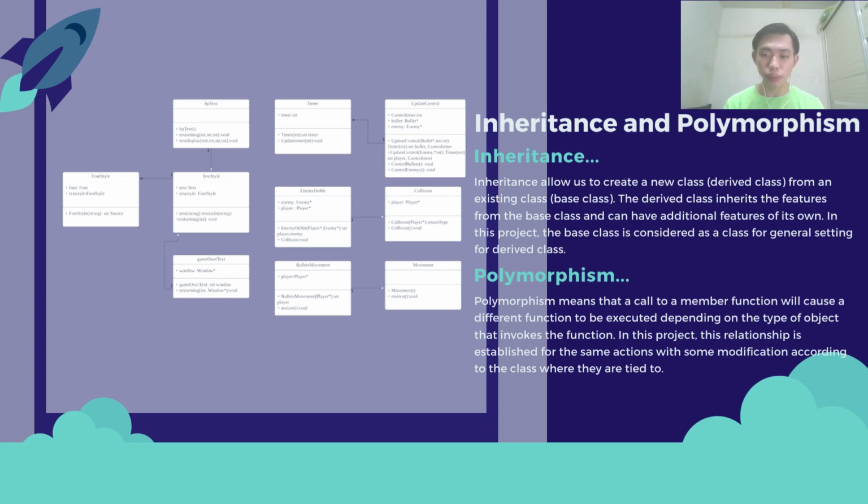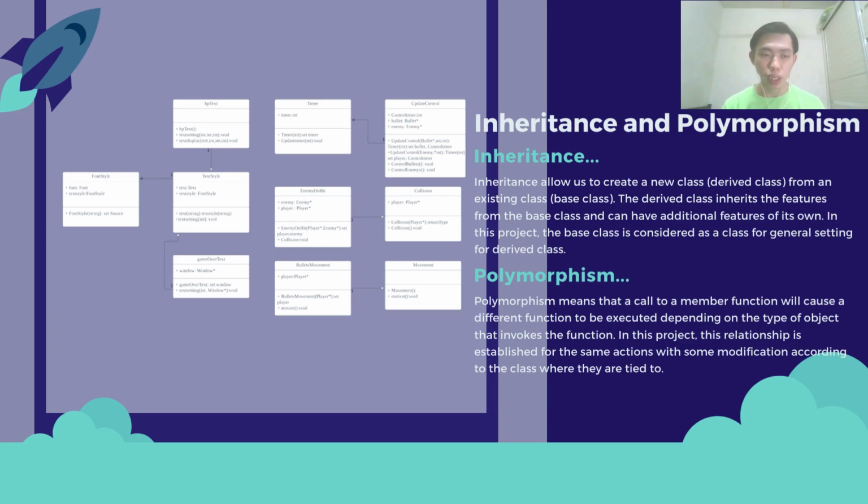As to polymorphism, it means that a call to a member function will cause a different function to be executed depending on the type of object involved in the call. In this project, this relationship is established for the same action with some modification according to the class where they are tied.